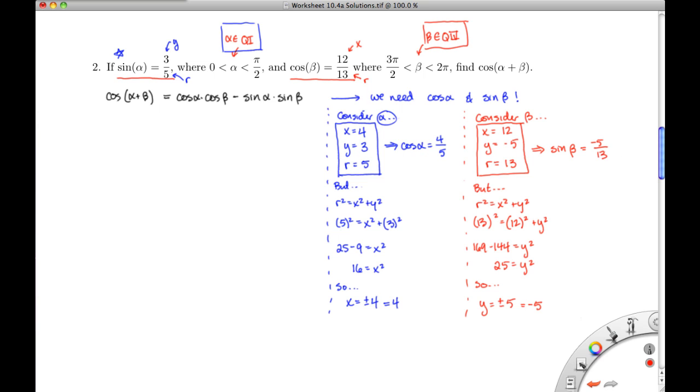So with these 2 things, along with the information that we were given from the start of the problem, we can now go back and solve this. So let's go ahead and do that. So cosine of alpha plus beta. Well, the cosine of alpha we recently found out was 4/5. The cosine of beta we were given as 12 divided by 13. From that we subtract the sine of alpha, which we were given as 3/5, times the sine of beta, which we just found out was negative 5/13.